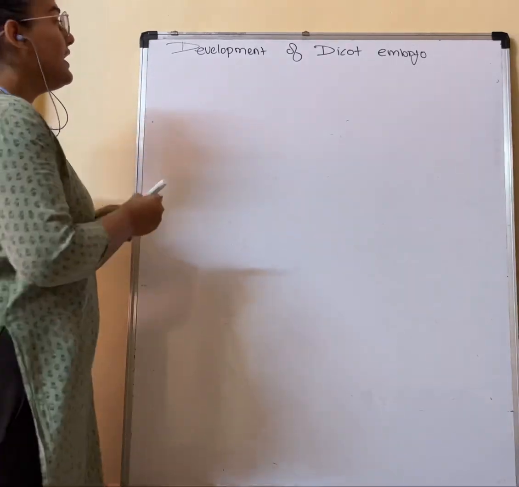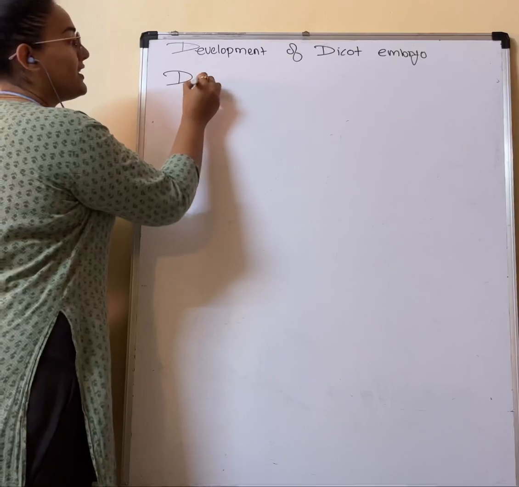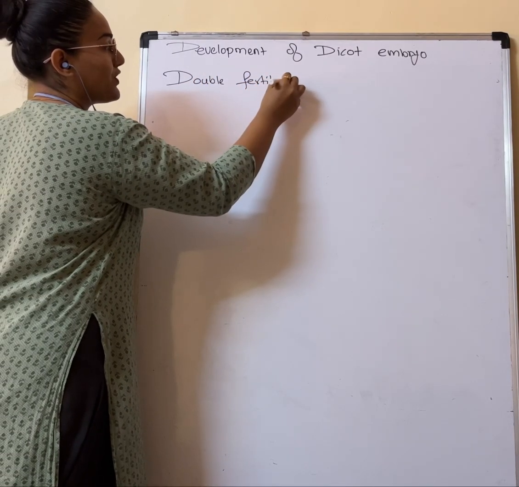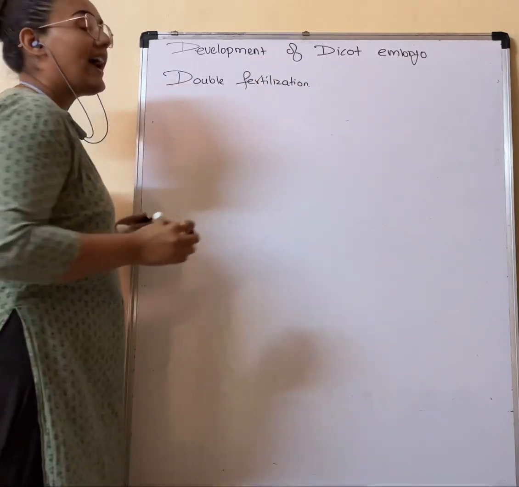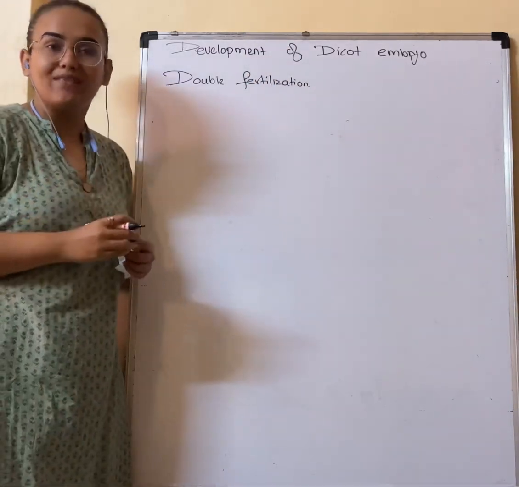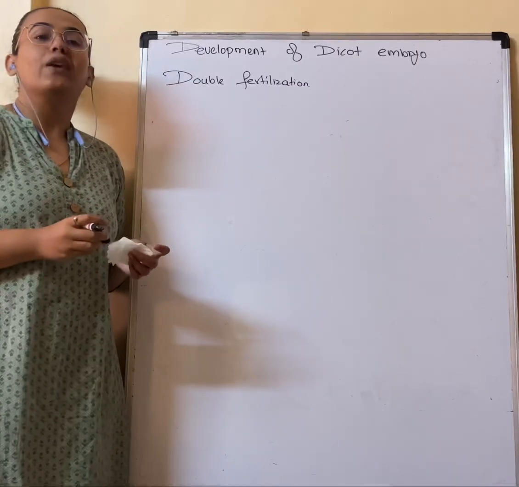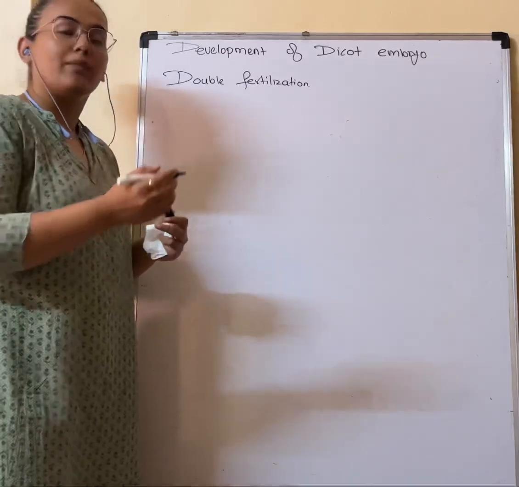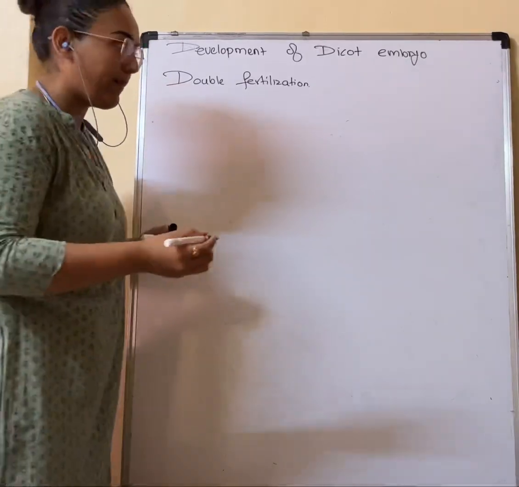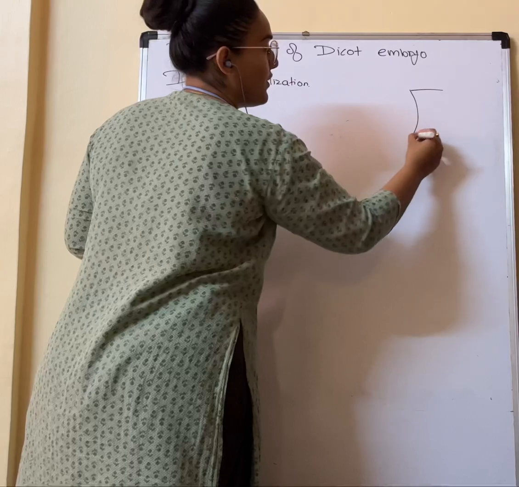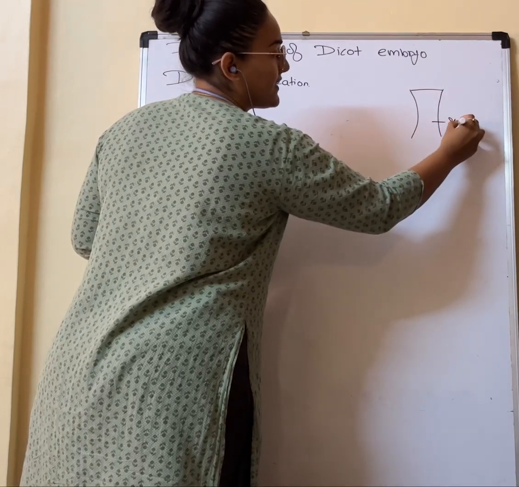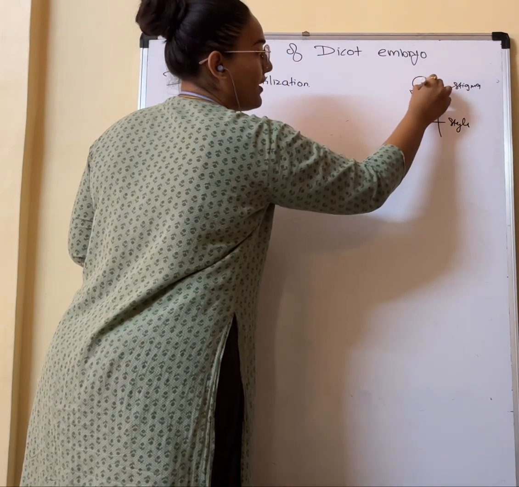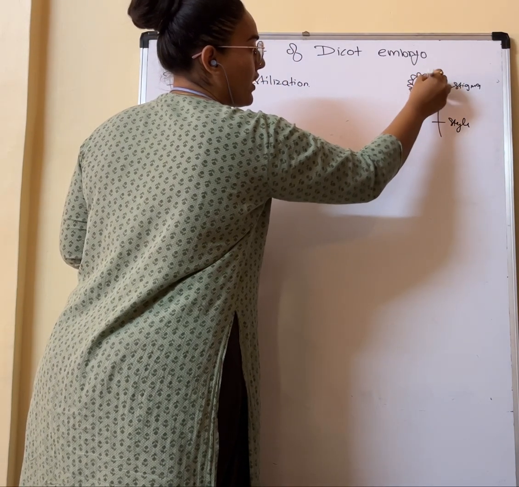So over here, let's talk about the first, that is double fertilization. This is an event which is exclusively found in the angiosperms, right? And in this, as we have studied earlier, when there is a germination of pollen tube on the stigma, just like this, let's consider this as style, and here you have stigma. We have a pollen grain over here.